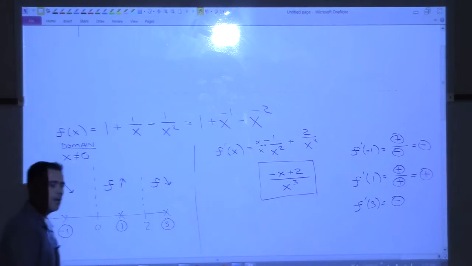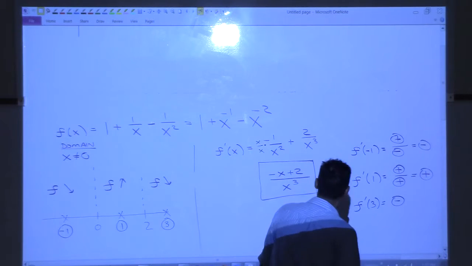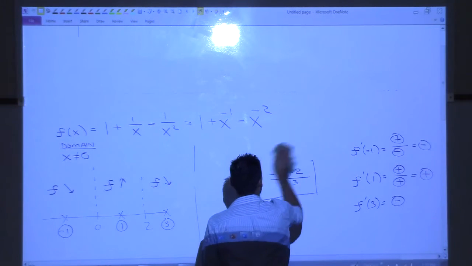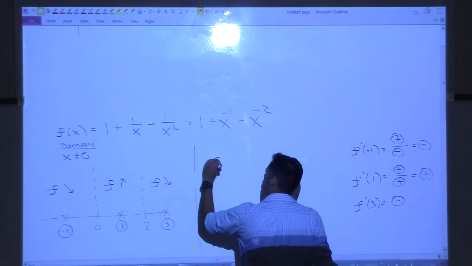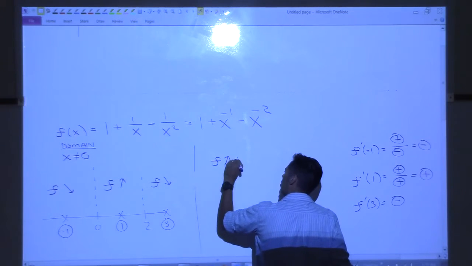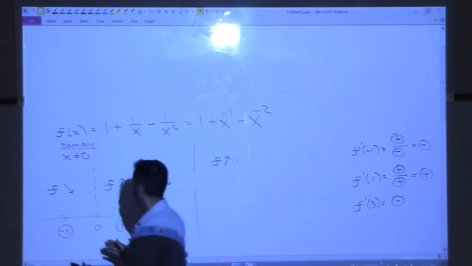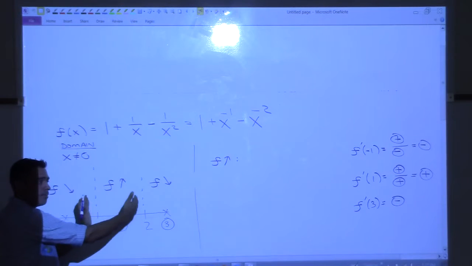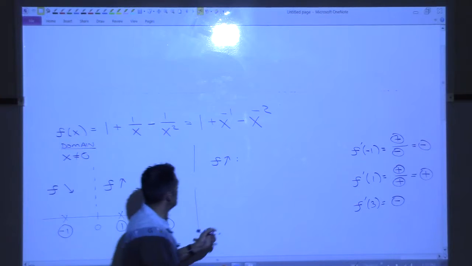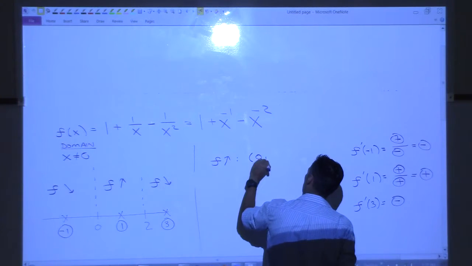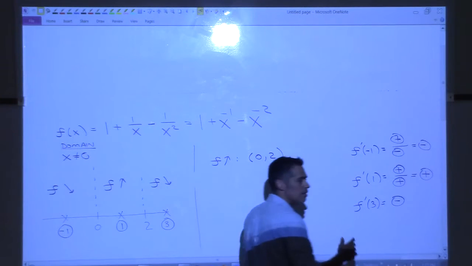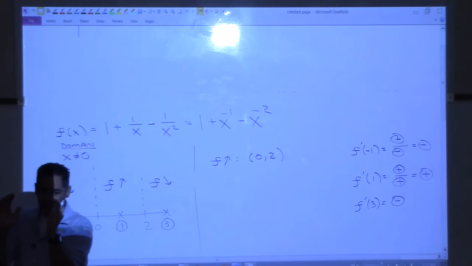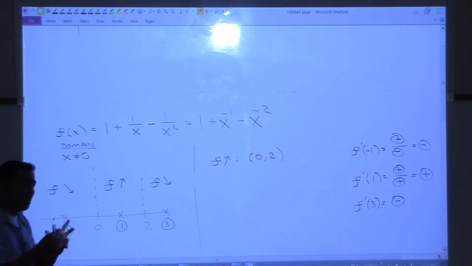So let's talk about where our function's going up, then where it's going down, then we'll talk about our local max and mins. So this function is increasing where? Between 0 and 2, right? Between 0 and 2. So I'm just going to put (0, 2). Now, having, again, the parentheses is the safe way to go, and it's not incorrect.